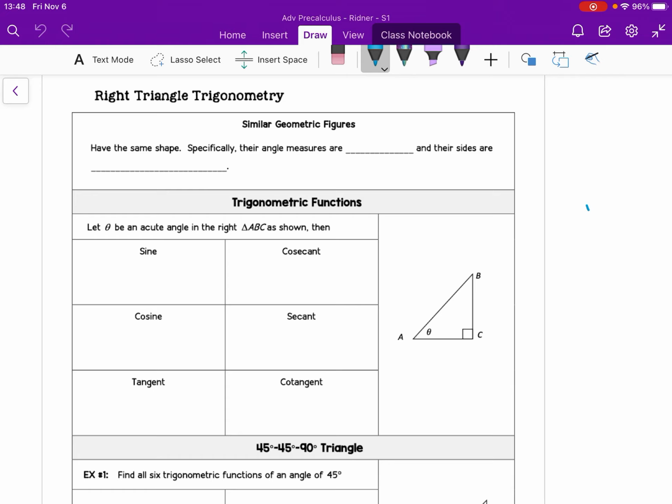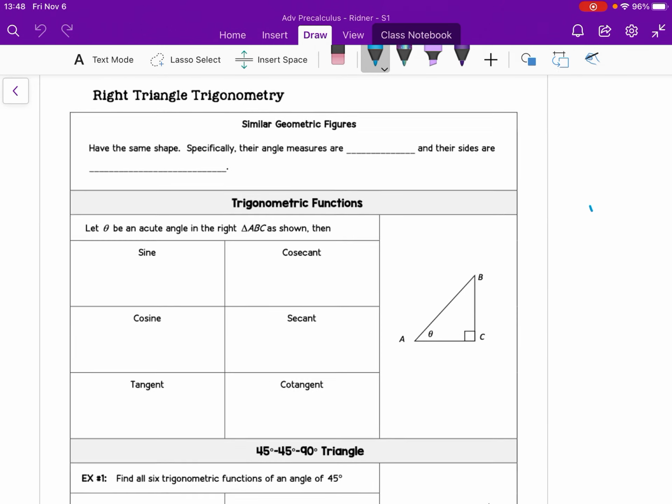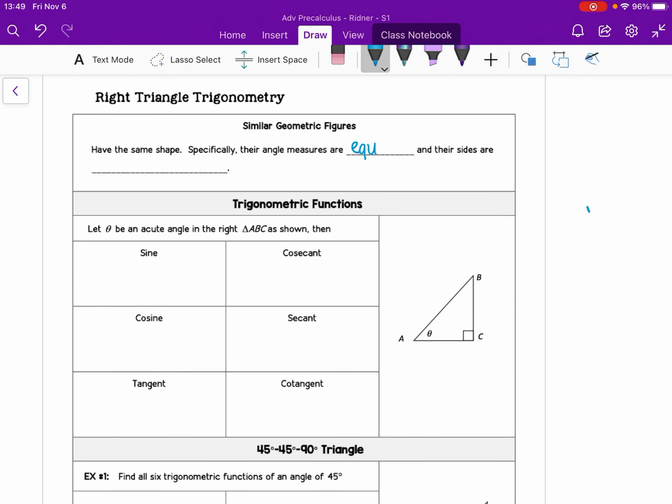So the special thing about right triangles is they are similar geometric figures, which means that if their measures are equal and their sides are proportional, then that's what makes them the same shape. So all right triangles work in this format.